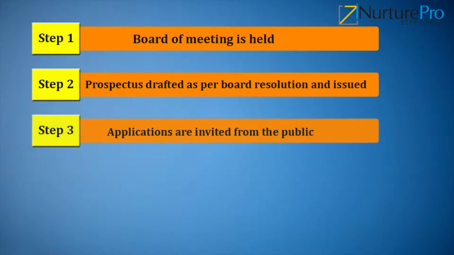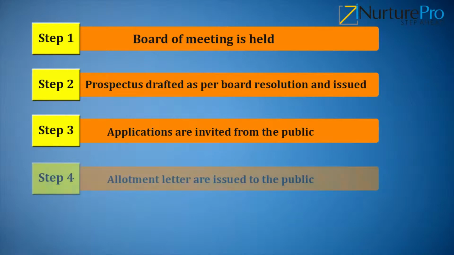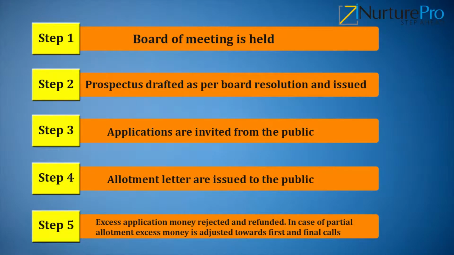Subsequently, applications are invited from the public. Allotment letters are issued to the public. Excess application money received along with the application form is rejected and refunded. Further, in case of partial allotment, excess application money is adjusted towards the first and final calls.